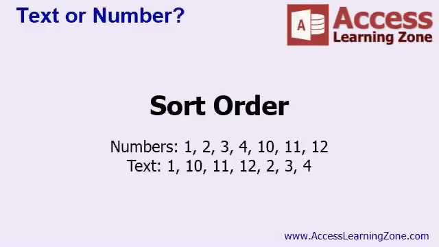Another factor to consider, the sort order. Numbers are sorted like 1, 2, 3, 4, 5, and so on. 10, 11, and 12 come after 9. Text, on the other hand, sorts by the character. So 1 is followed by 1, 0, is followed by 1, 1, then 1, 2, then 2, and so on. So text is sorted alphanumerically, whereas numbers are sorted numerically.